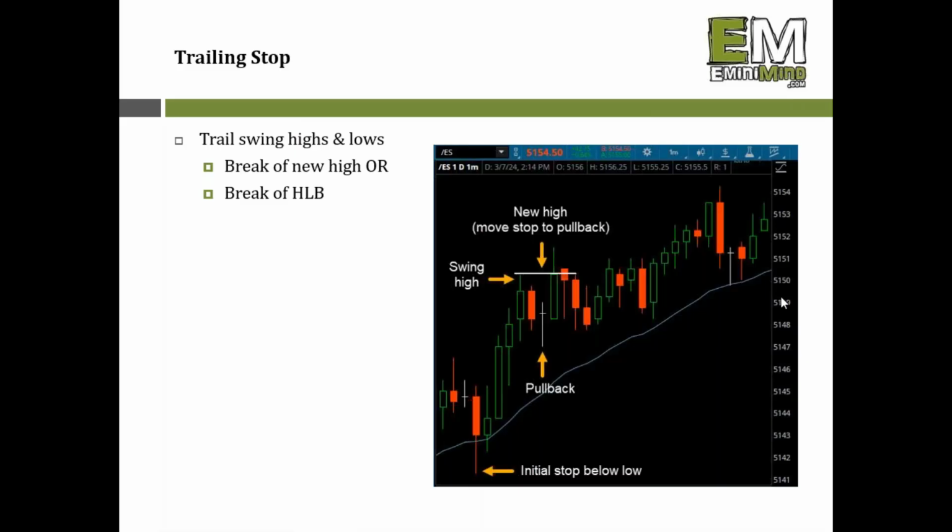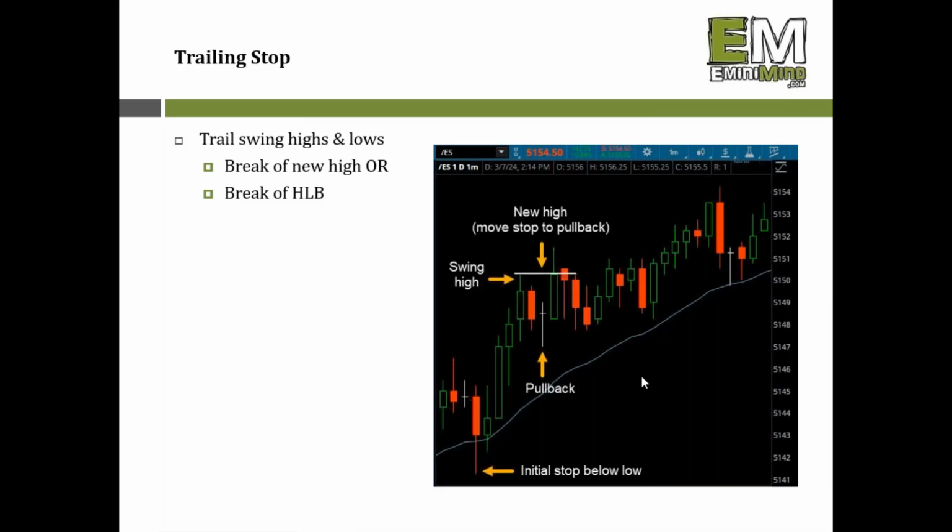If we're looking at this uptrend, we have the swing high identified, where I have initial stop below the low, that would be a swing low. And then we come up here and make a higher high at the swing high. And then we pull back.